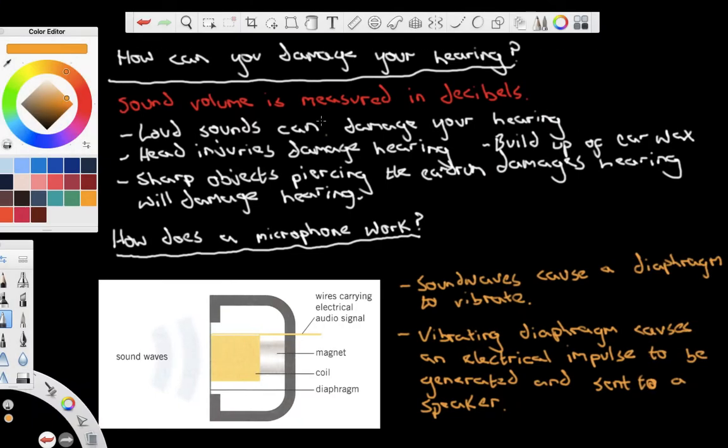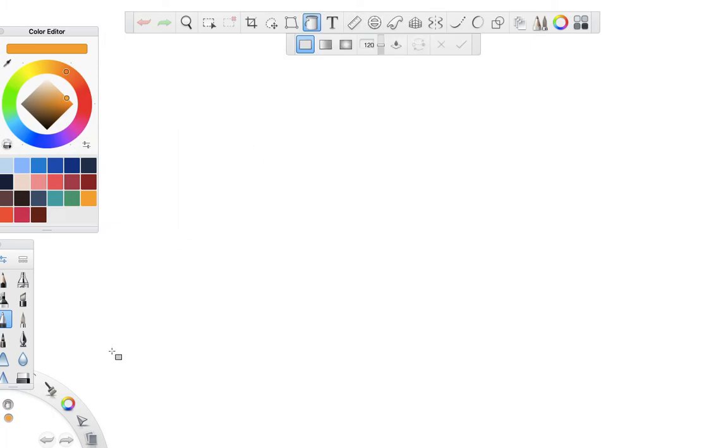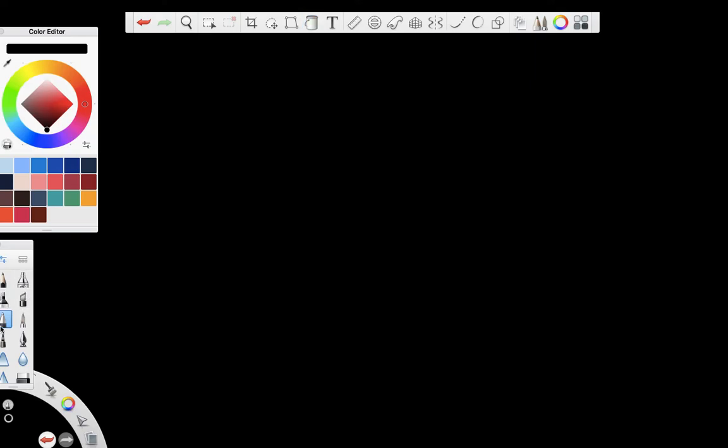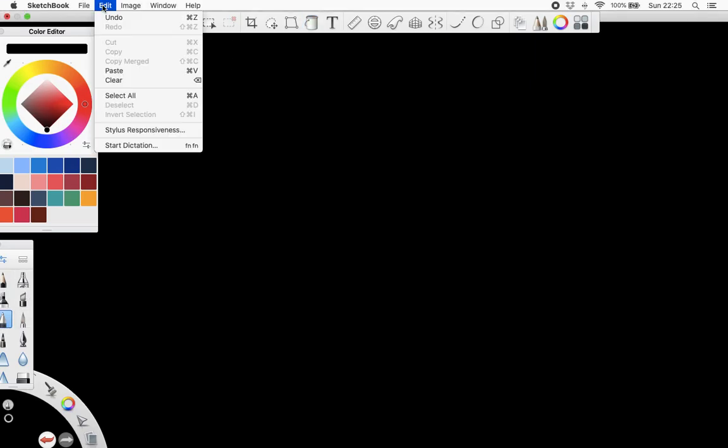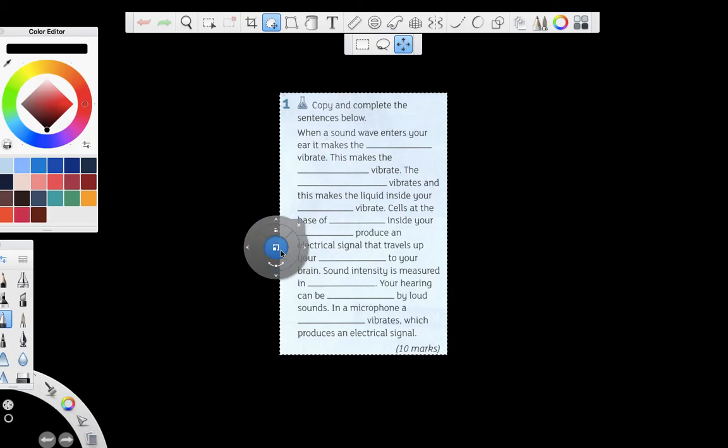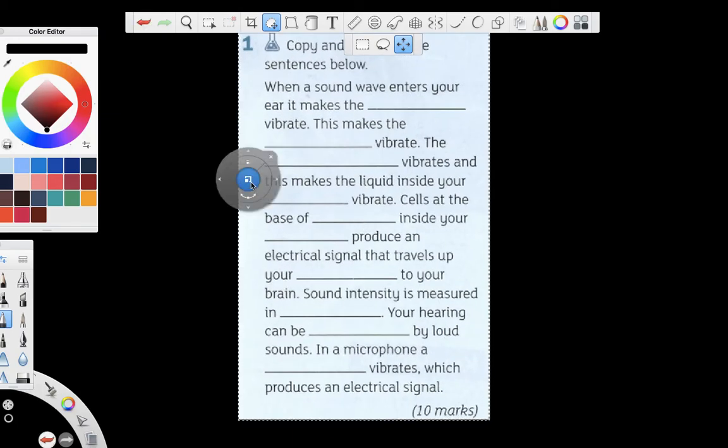Okay, so you should have had a go at those questions by now. If you haven't had a go at the questions, why are you pressing play? I want you to have a go at all of them before we go over the answers. So let's have a look at this first one. Let's make it a bit bigger so that I can write my answers in.